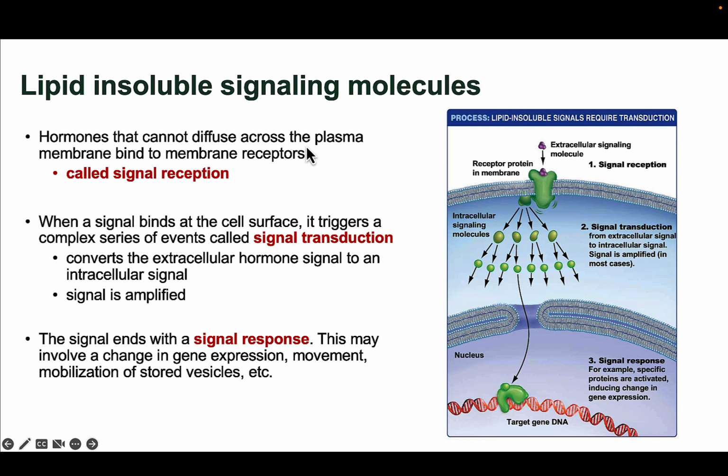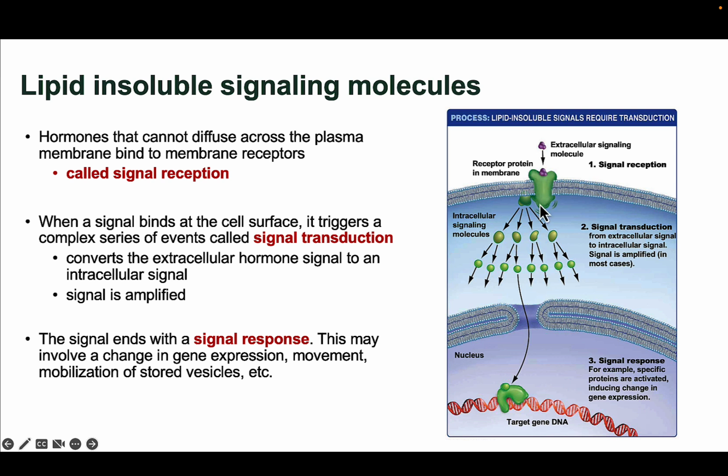Signaling gets a little more complicated when we start to think about these lipid insoluble molecules. Okay, so I want to talk about the steps here. So the first step is that our extracellular signaling molecule binds to a receptor protein in the plasma membrane. Okay, so this is our first signal reception. Okay, so here, right, we're passing this ball, right, to a player, right, maybe a running back. Okay, and I'm sorry for all the football analogies.